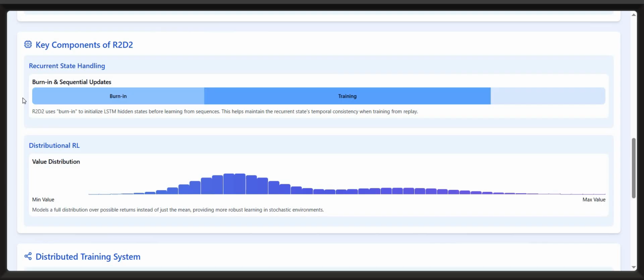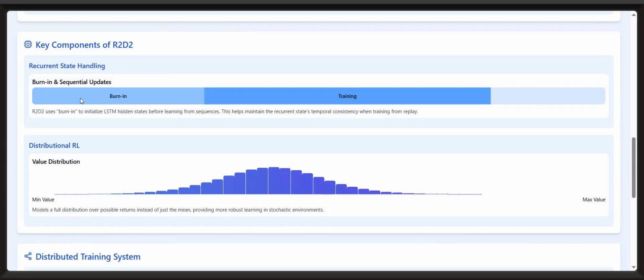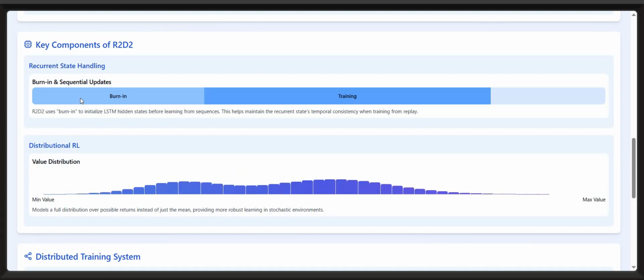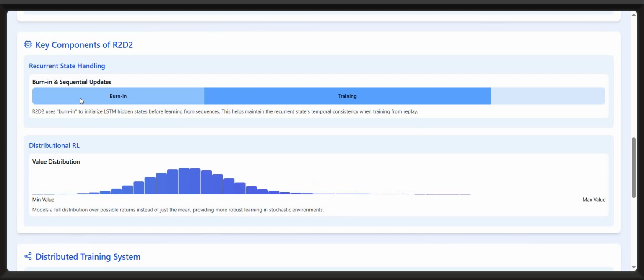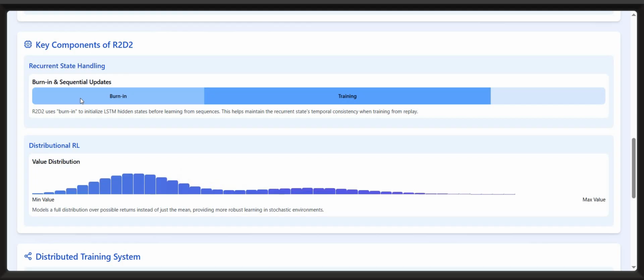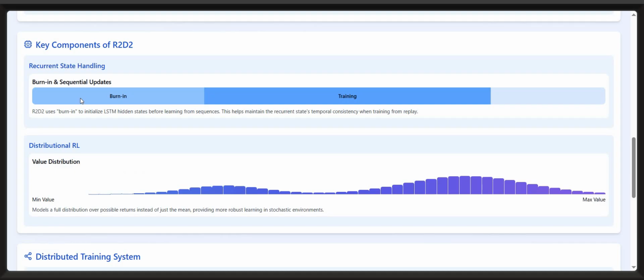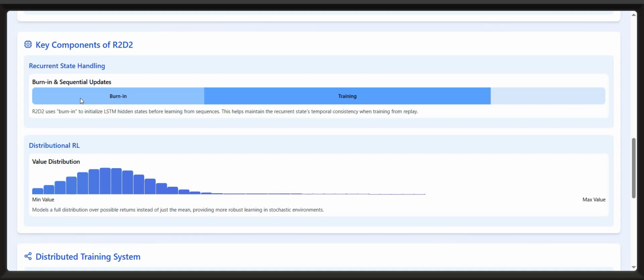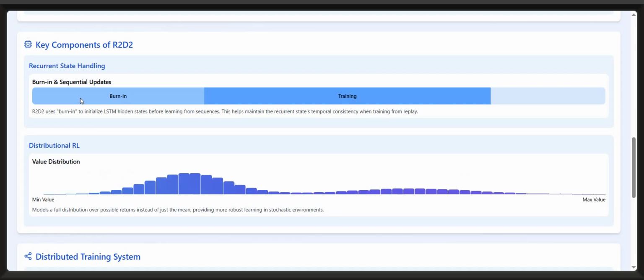Let's take a closer look at this burn-in thing for a second. Burn-in is used to initialize the LSTM state before training. So when we sample a trajectory, we don't start training on it right away. Instead, we pass a few time steps, say the first 3 steps, through the network without calculating loss. This helps warm up the LSTM's memory to match the actual context of the sequence. Then training kicks in for the rest of the steps. That split you see here with burn-in on the left, training on the right, just shows that division in the sequence.